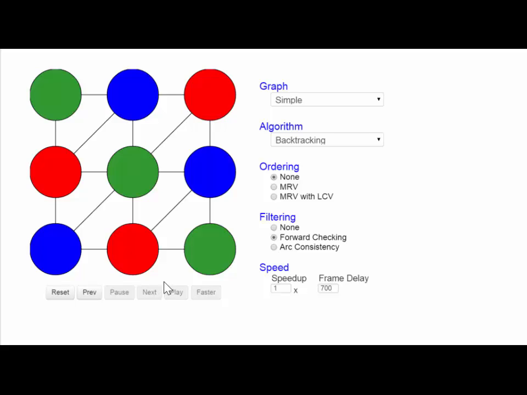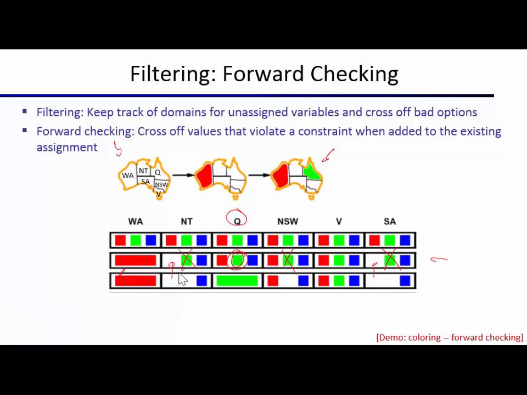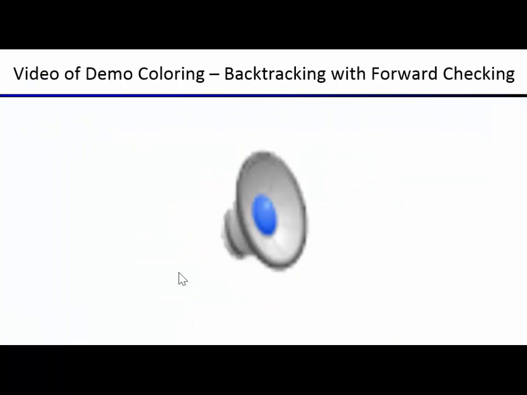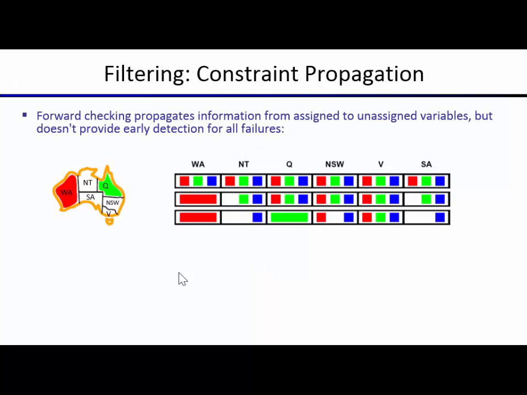Let's take a look at how we can go beyond that. So this was just checking when you make an assignment, look at the other variables participating in a constraint with the current variable and reducing their domains as necessary. Now, we can do more.